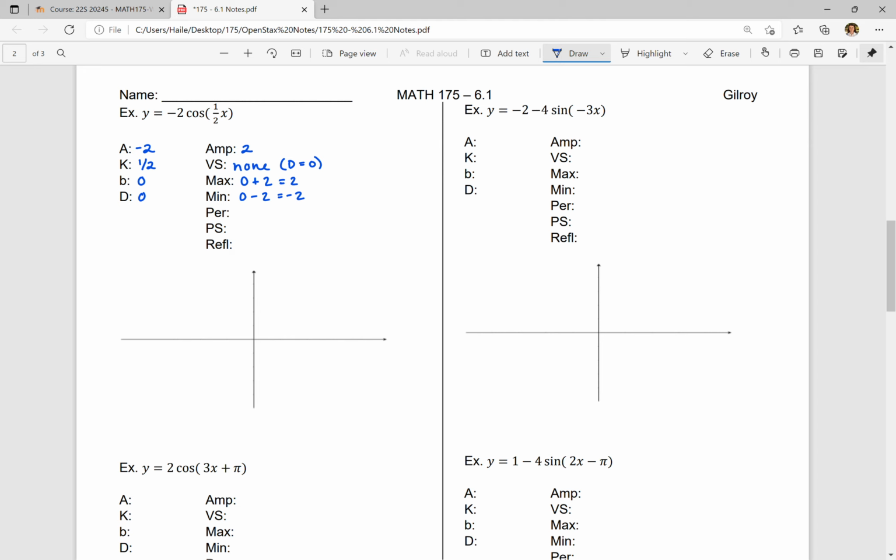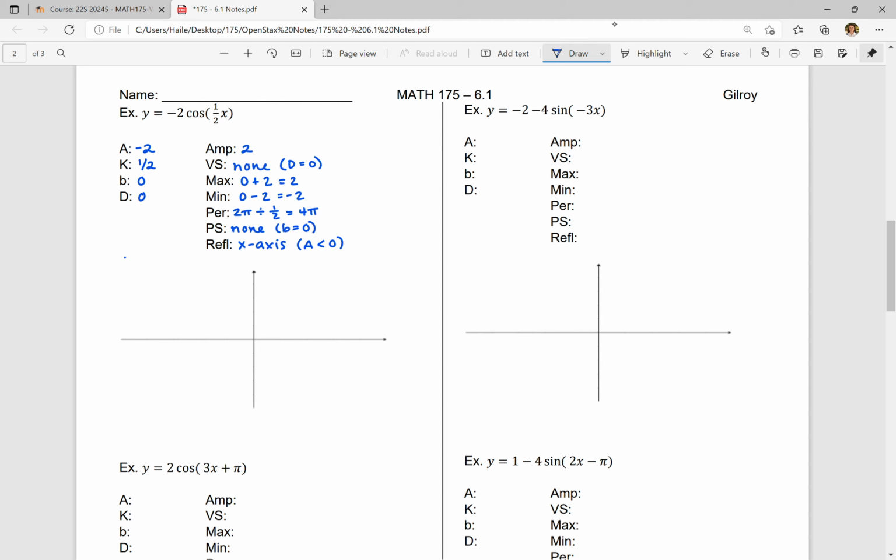The period, we start with our initial period of 2 pi, and we divide by that value of k. So 2 pi divided by 1/2 gives us 4 pi. Our phase shift comes from the letter b, but we don't have a phase shift because b is 0. And finally, we're going to have an x-axis reflection because a is a negative number. So I'll just make a little note of that. Okay, so that's all of the information that we need to pick out about our function. So now let's draw the picture.